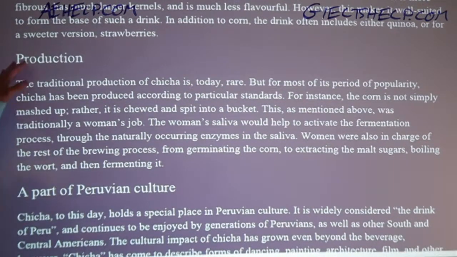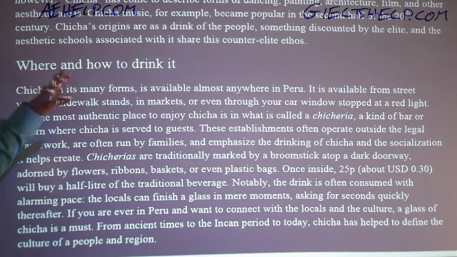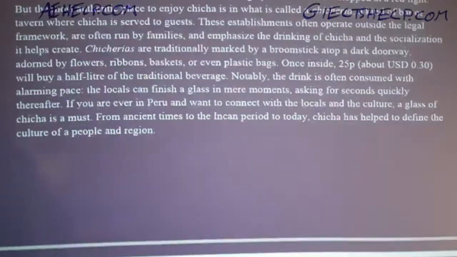Production, a part of Peruvian culture. Where and how to drink it. Okay, that's a very important one.